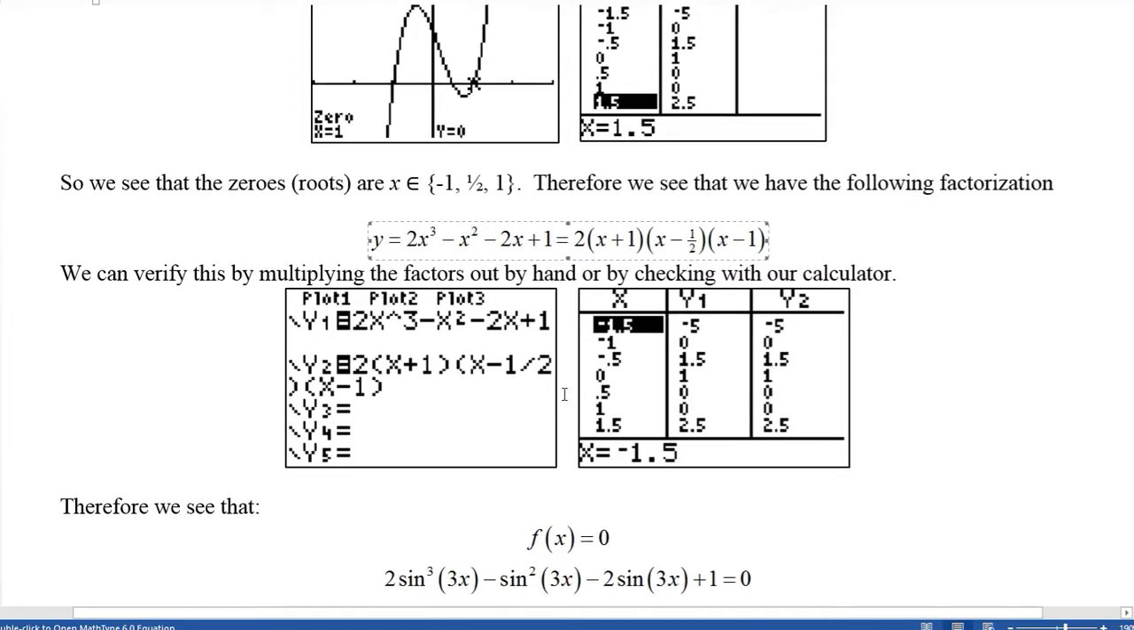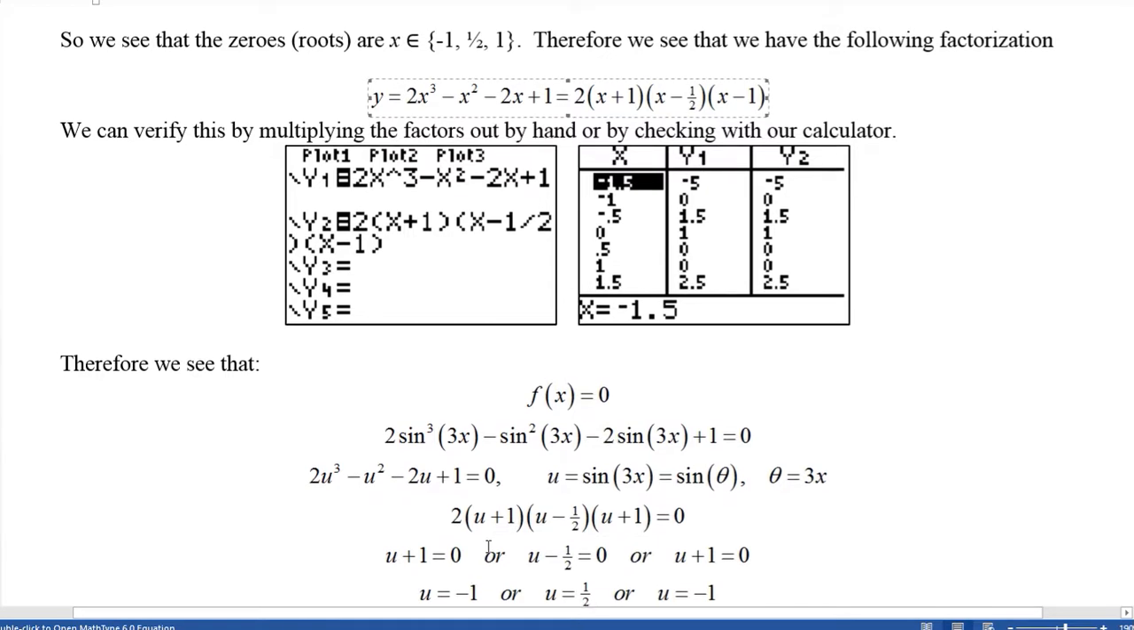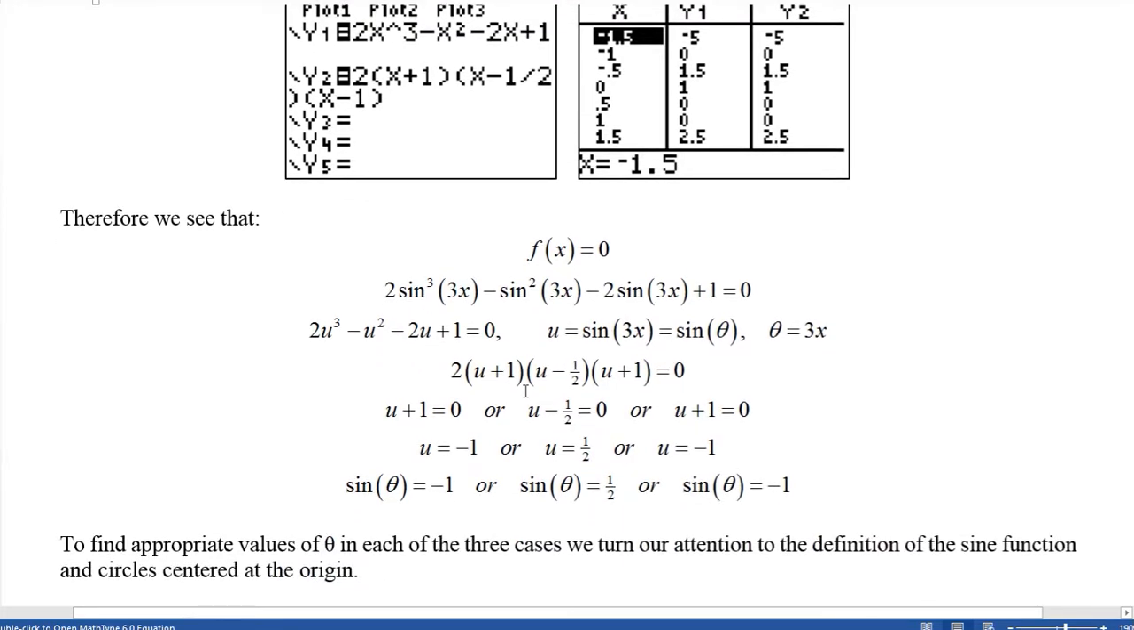Alright, so therefore we've got f of x, which was this, equal to 0 when this expression in terms of u, this polynomial, is equal to 0, which factors like this. Now remember, u is sine of 3x. In a minute, I'm going to let 3x be theta, and so we know that sine of theta is also u. We'll get to that in a minute.